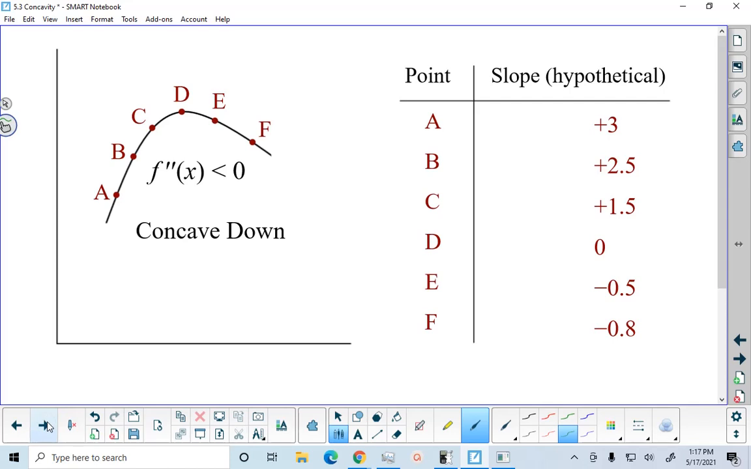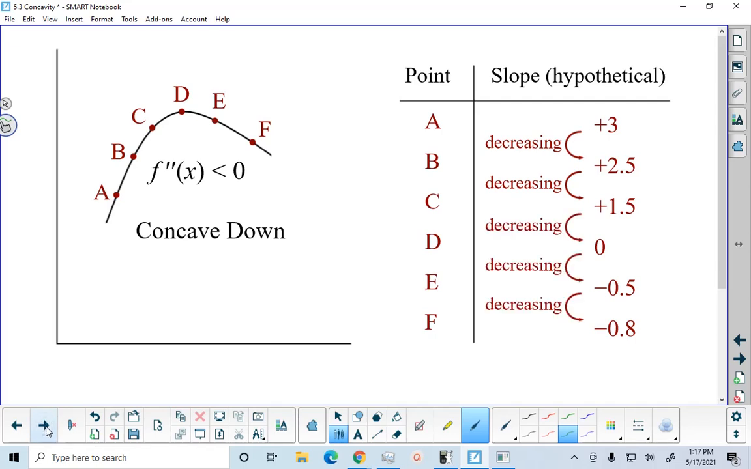All of these numbers, when you go from left to right, from A to B to C to D to E to F, the slopes of the points are decreasing. They're getting smaller. That's a decrease. This is a decrease. That's a decrease. That's a decrease. And that's a decrease. So the conclusion that we draw is concave up has that upward shape, concave down has that downward shape.